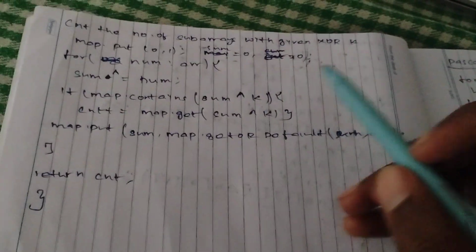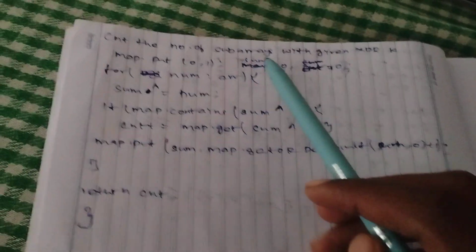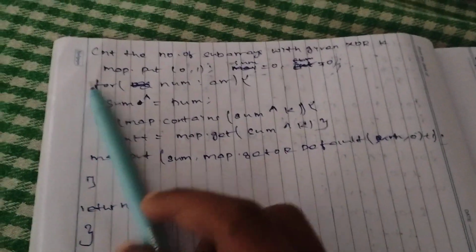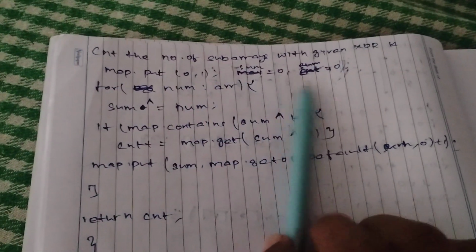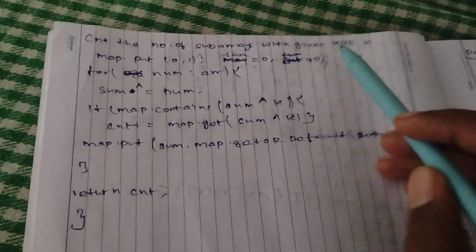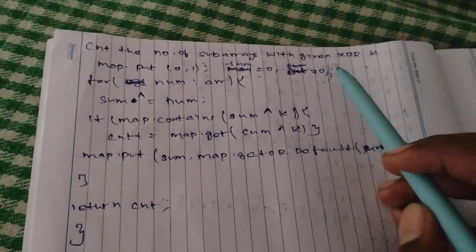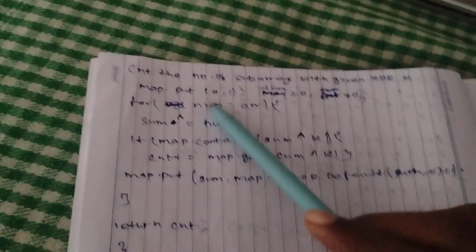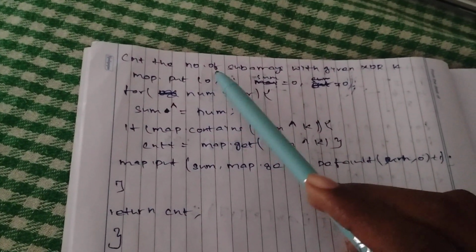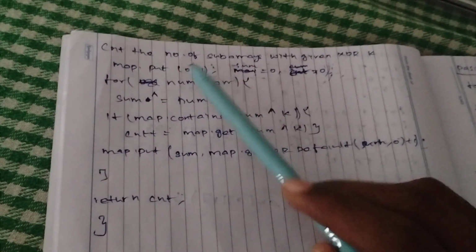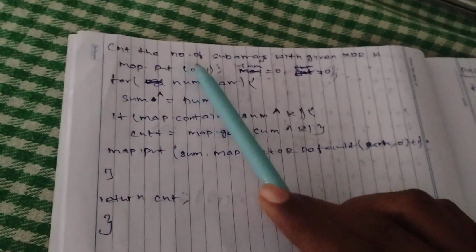Solve three problems. First one is to count the number of subarrays with the given sum x or k. We already solved a problem like this: count the number of subarrays with sum x. On that problem we have also put the same. For 0 we have one way to solve, so make 0 and put it in the map.